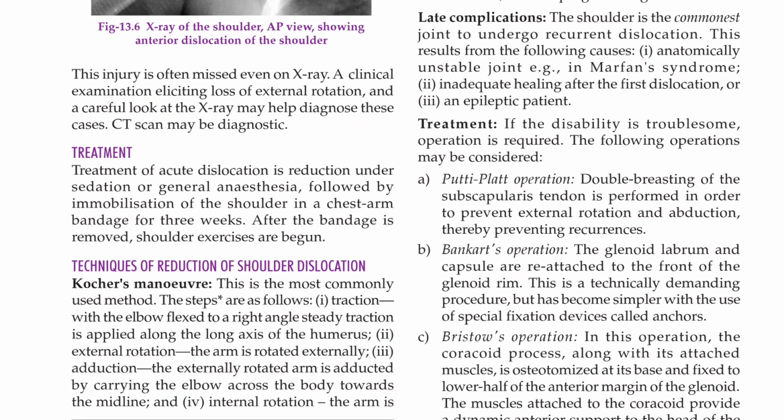So what is the treatment now? Treatment of acute dislocation is reduction under sedation or general anesthesia, followed by immobilization of the shoulder in an arm chest bandage for 3 weeks. Arm chest bandage for how many weeks? 3 weeks. Okay, after the bandage is removed, the shoulder exercises are begun.